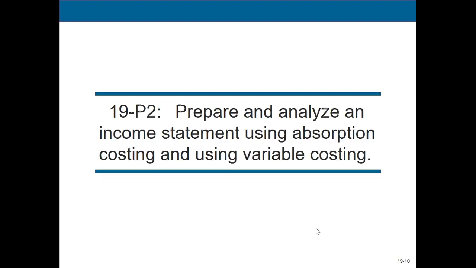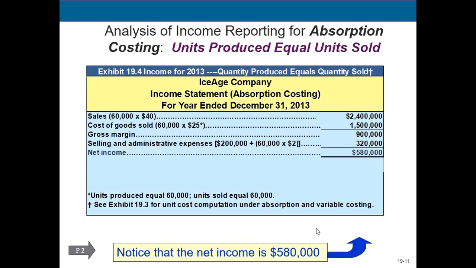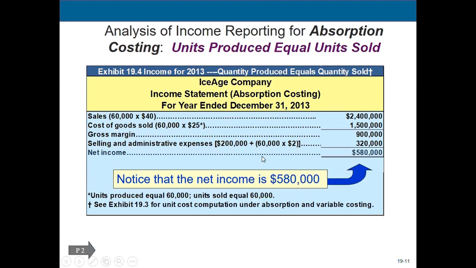So let's look at the income statement using absorption and then using variable. Here we go. We're talking about Ice Age using that very same data. This is the income statement under absorption costing. This is the way we've been doing it all along. It's for the year ended December 31, 2013. 2013 is the year that we produced 60,000 and we sold 60,000.